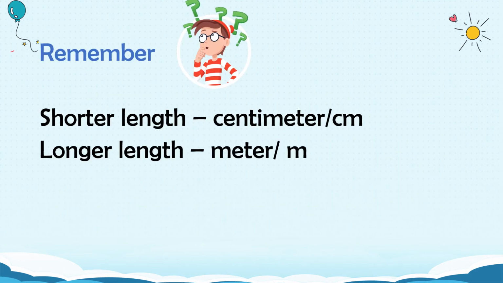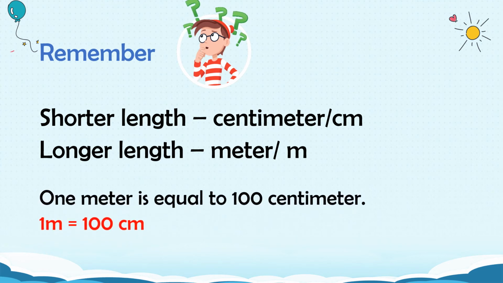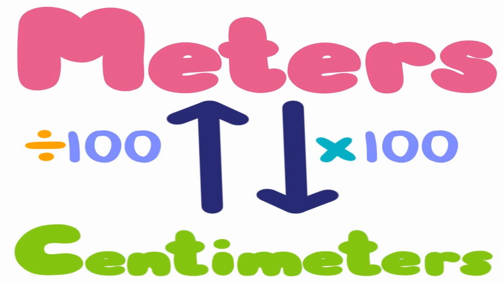Remember, we use the centimeter unit for shorter lengths, and we use the meter unit for longer lengths. And always remember, 1 meter is equal to 100 centimeters. So, if we convert meters to centimeters, we multiply by 100. And if we convert centimeters to meters, we divide by 100.